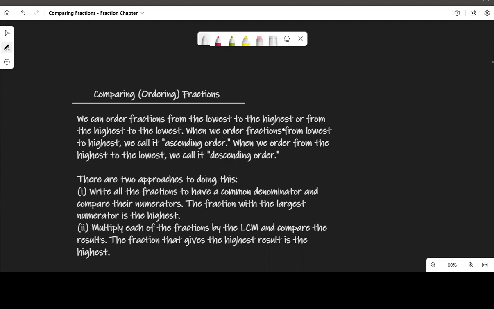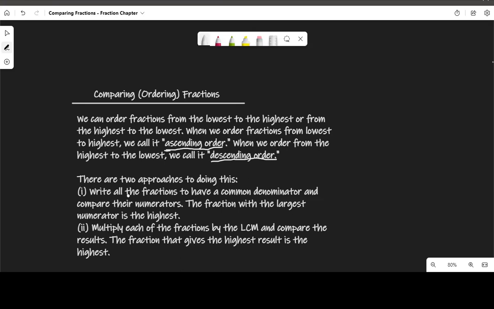When we order fractions from the lowest to the highest, we call it ascending order. When you ascend, you go from a lower point to a higher point. So when you compare fractions from the lowest fraction to the highest fraction, we call that ascending order. And when we do the reverse or the opposite, we call it descending order. That is comparing fractions from the highest to the lowest. And there are two approaches to doing this.